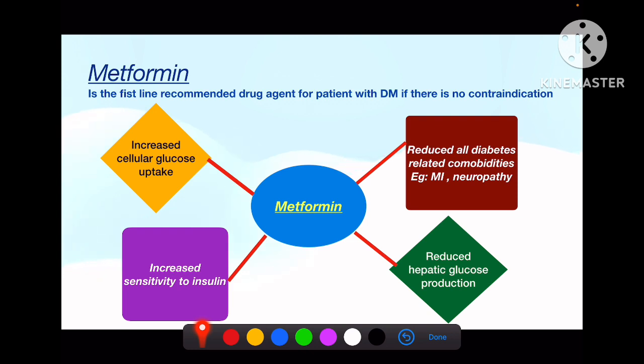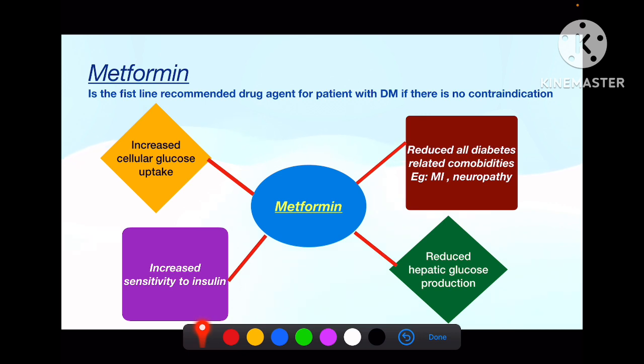The other one is metformin actually increases sensitivity to the insulin. Type 2 DM patients produce enough insulin, but the problem is insulin sensitivity will be low. That's why their blood sugar will be high. But if you give metformin to such a patient, metformin can increase the sensitivity to the insulin, and then the insulin activity will be high. Then you can once again achieve blood sugar control in your patient.